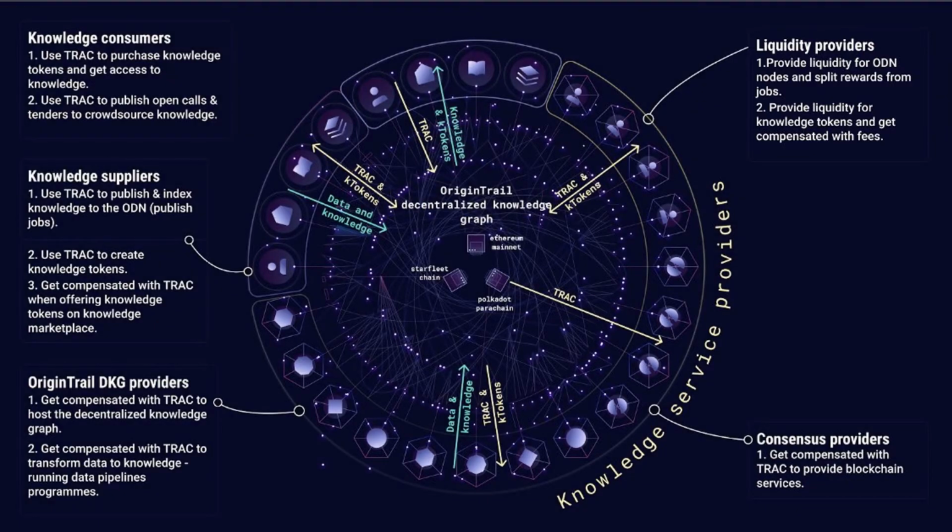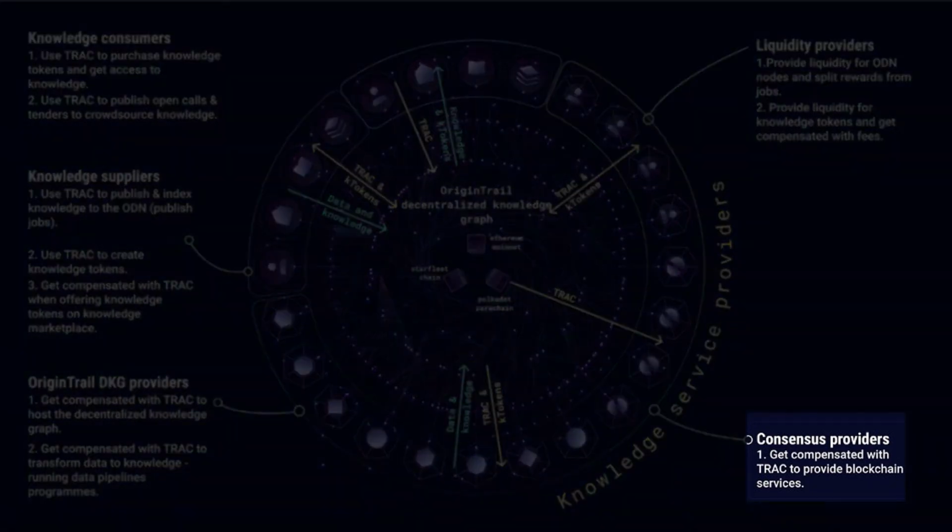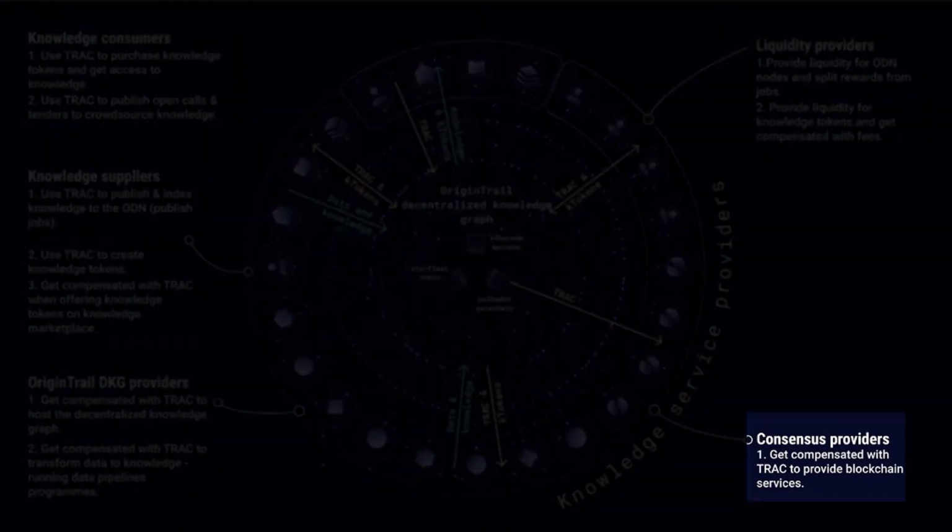Now we go on to the consensus providers where you get compensated with Track to provide blockchain services. Of course, you know what we're talking about here: Starfleet Chain, Polkadot, XDAI, all of these consensus layer tools, you can use Track and get compensated for it. So guys, you should be understanding by now that the OriginTrail token is so vital, is so essential, is the core component of the OriginTrail economy and decentralized network. Now, I know that could have been a lot to digest, but really and truly, you guys have got it. You really understand everything there is to know about OriginTrail, or at least in the beginning. For now, you understand everything there is to know.